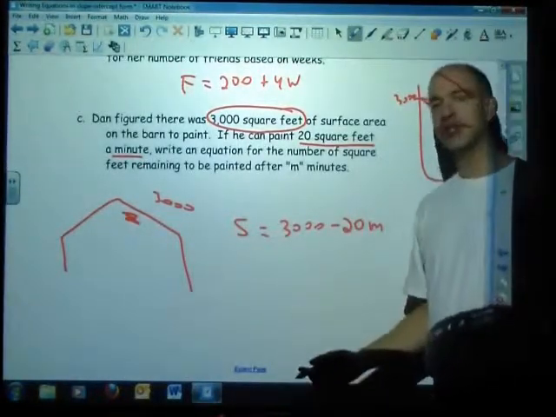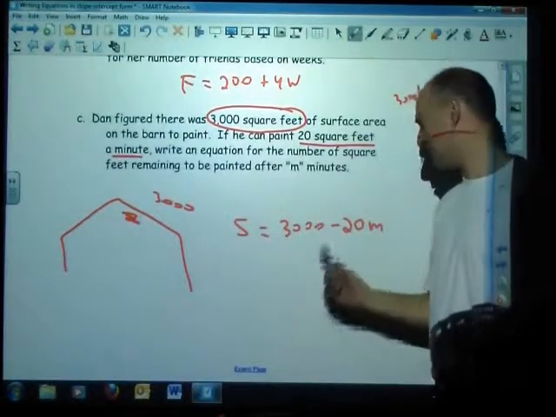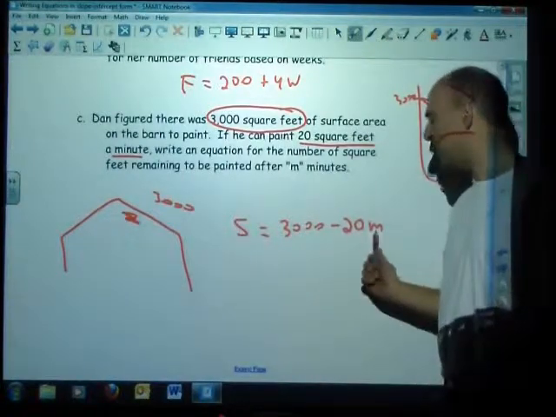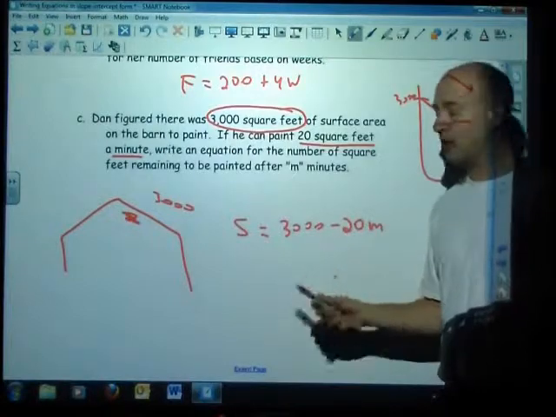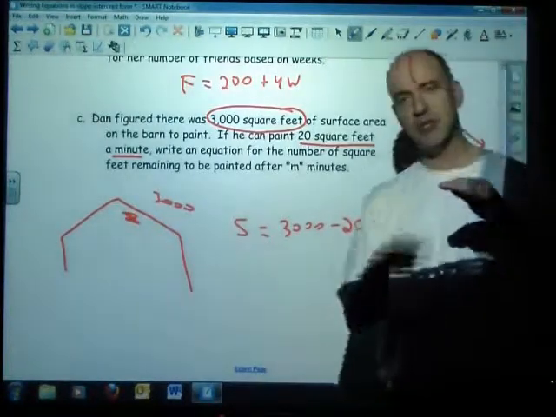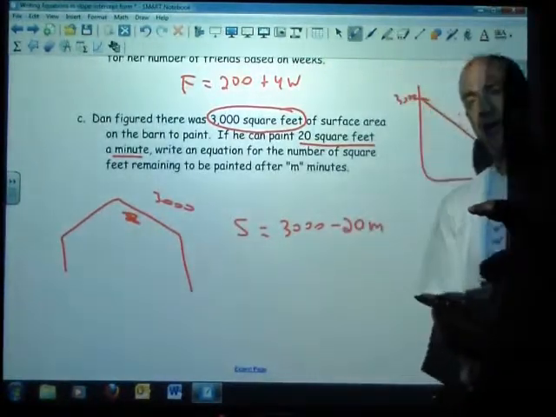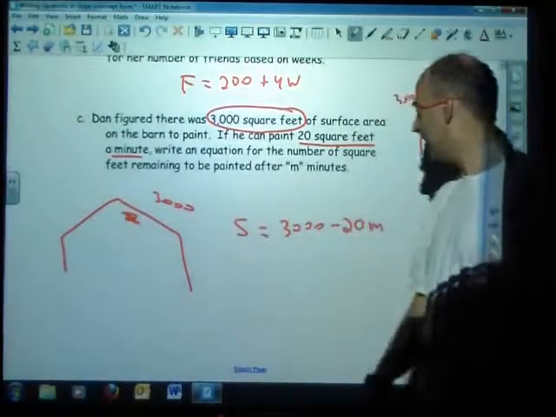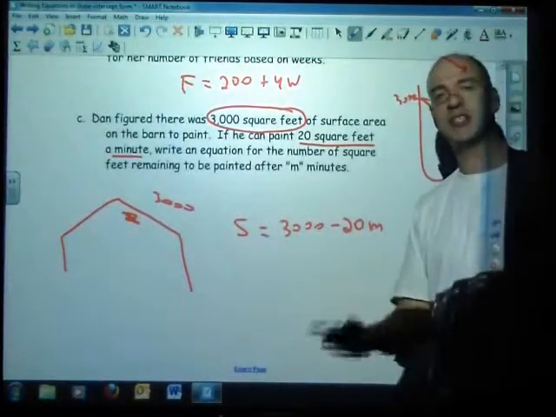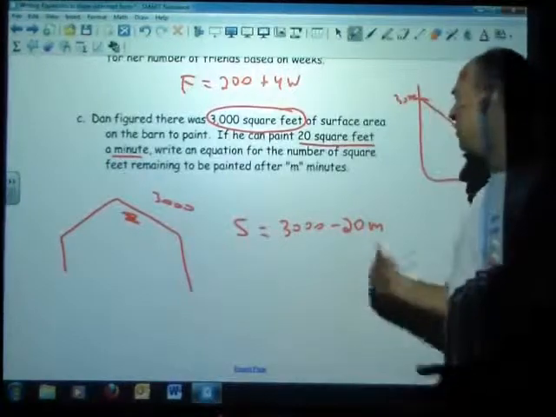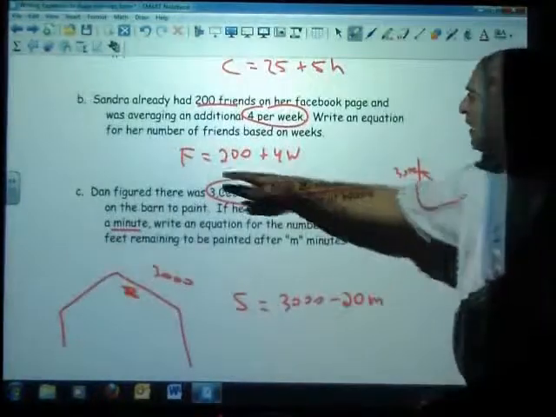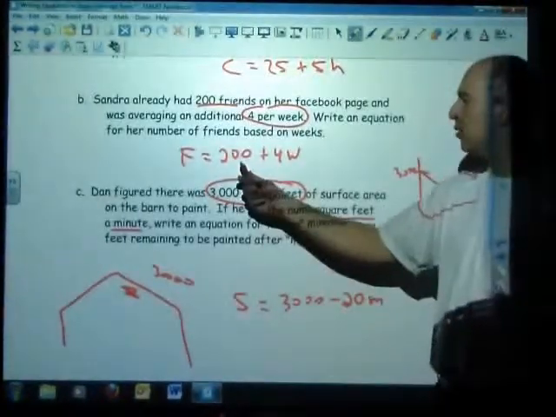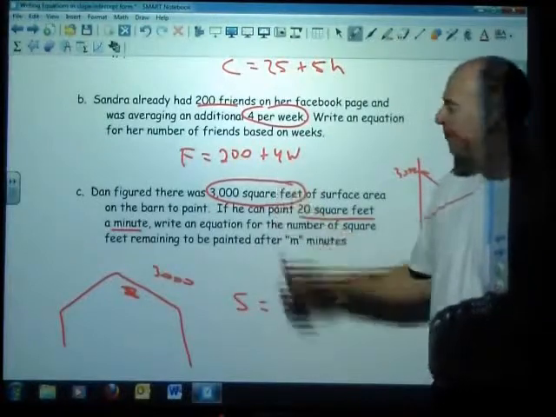They may ask you, what's the slope? Well, the slope is the thing that's multiplying the independent variable. The slope is negative 20. What does it mean? It means he's reducing how many square feet to be painted by 20 every minute. Okay, what is the 3,000? Well, that's the starting point. So you can see these slope-intercept questions. They can be asking you for equations, and then they can be asking you what do these values stand for. Okay, very important.